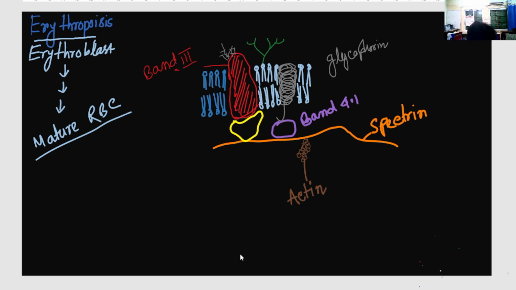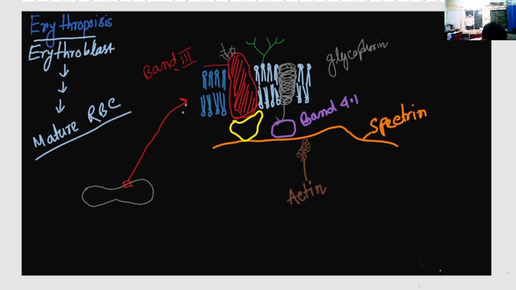In last previous classes, we have already discussed erythropoiesis, that is the erythroblast to mature RBC formation. So now we'll go through the RBC membrane. The RBC has a concave shape that it maintains. Let me zoom in on that.